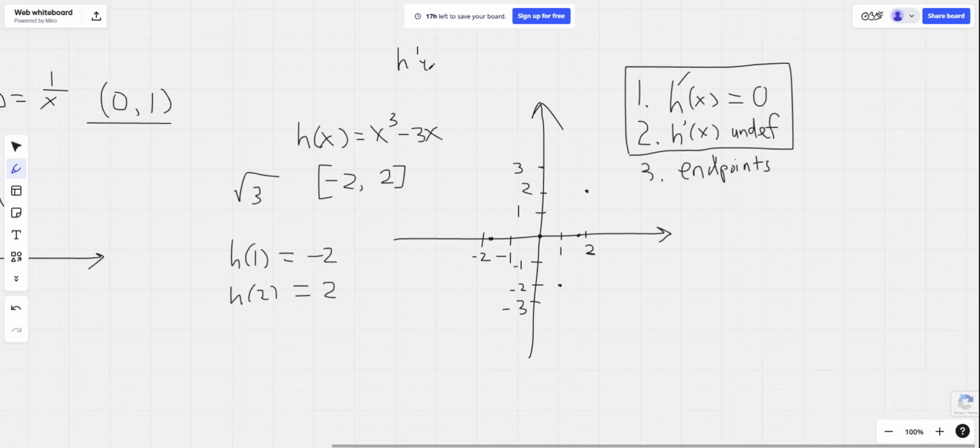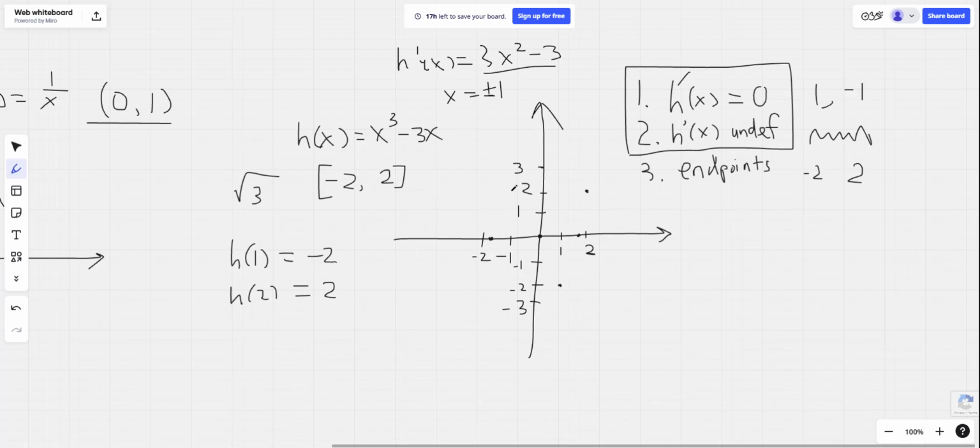So h prime of x equals 3x squared minus 3, and then we find that where it is 0 is x equals plus or minus 1. So here are the points we have to consider. So we need to consider x equals 1, x equals negative 1. Those might be the extreme values, the minima and maxima. Now, there is no place where h prime of x is undefined, so there's nothing here. And we must check the endpoints. So negative 2 and positive 2.